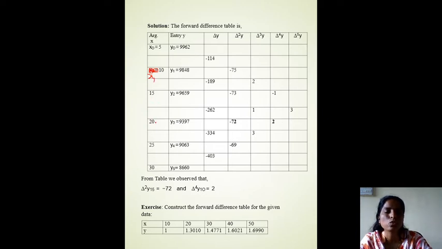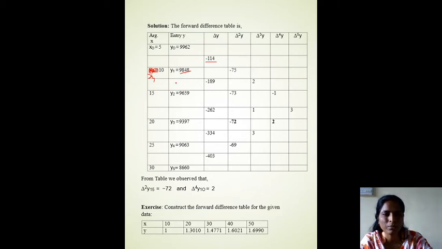So x1 is 10, then x2 is 15, x3 is 20, x4 25, and x5 is 30. So entry y0, y1, y2, y3, y4, y5, you have to write this. So remember this, to write entries you have to use alternate lines. Now in between these two lines you have to take the difference, and difference कसा घ्यायचा आहे, पुढचा मायनस मागचा. So succeeding minus preceding. So make this calculation here, y1 minus y0. So 948 minus 9962. So that gives you minus 114.